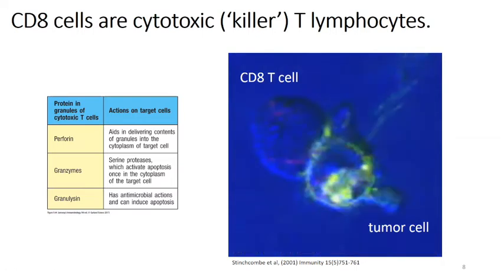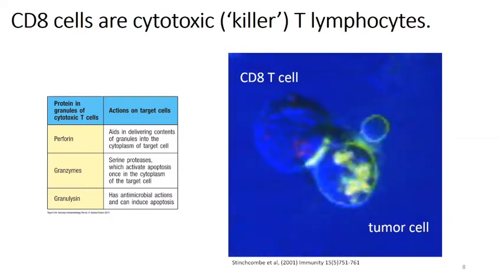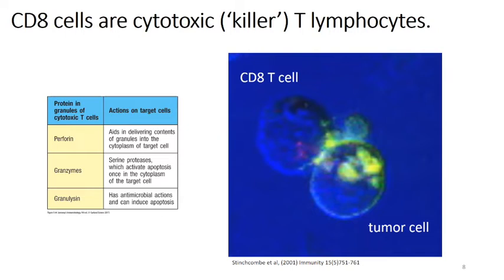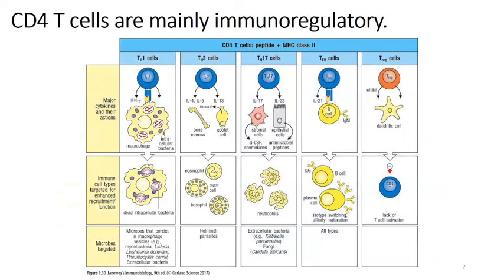So these are very important cells. CD8 cells are involved in killing tumor cells and virus infections. CD4 cells come in all sorts of flavors. We encountered some of these. These are all different types of subsets of CD4 cells.